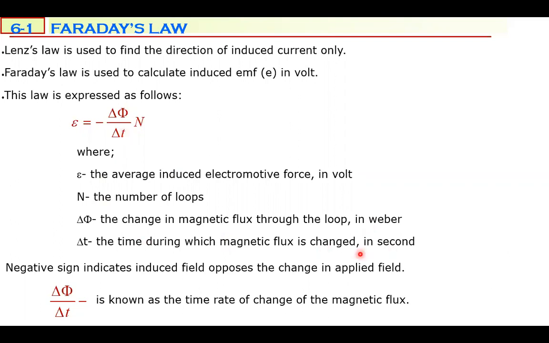This negative sign here is coming from the Lenz law, remember? So according to Lenz law, induced magnetic field always opposes the change in applied magnetic field. This opposes, as a word, is adding a negative sign in this Faraday's law. And delta phi over delta T is known as the time rate of change of magnetic flux. In fact, this time rate of change in magnetic flux is the induced EMF. Delta phi over delta T, the magnitude of induced EMF.